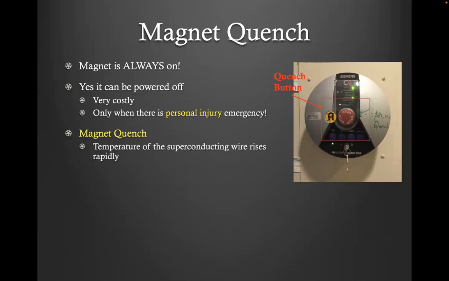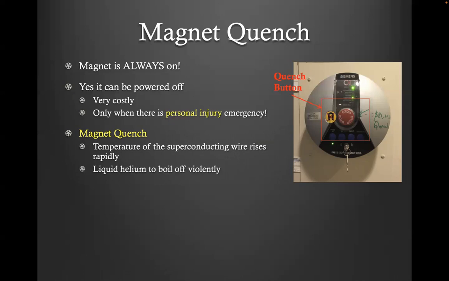So what happens with a magnet quench? When a magnet quench happens, it's like an emergency off button. The temperature of the superconducting wires will rise rapidly, because the only way to turn off MRI is to have the wires go out of the superconducting condition, and then the resistance will increase, and your electrical current will reduce. Over a period of time, all the electricity will dissipate, and then your magnetic field will also dissipate. So in these emergency cases, the temperature of your conducting wires will rise very, very rapidly.